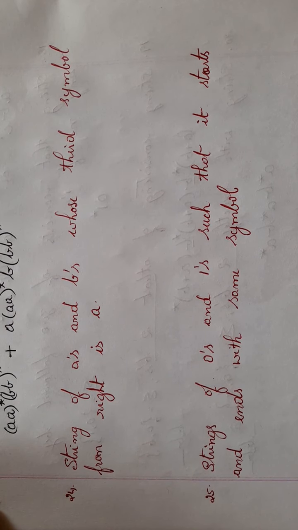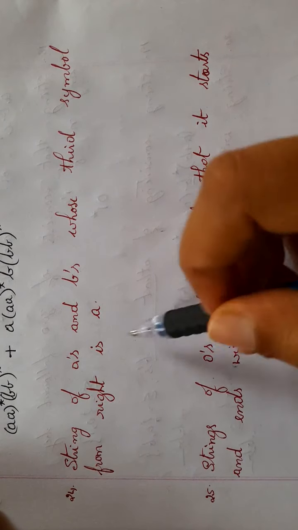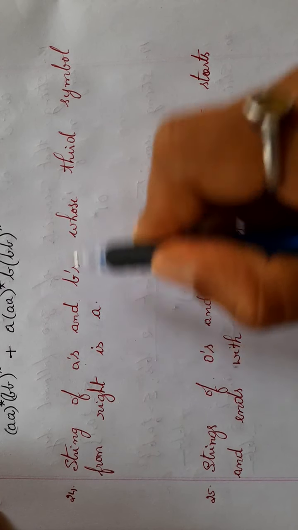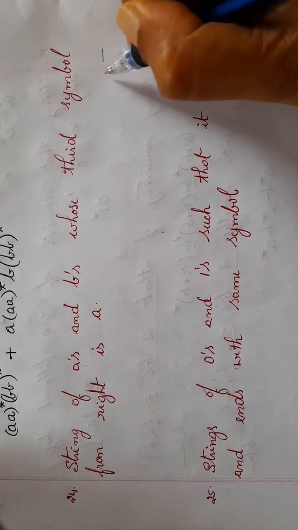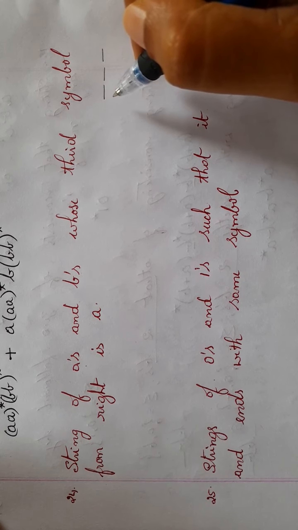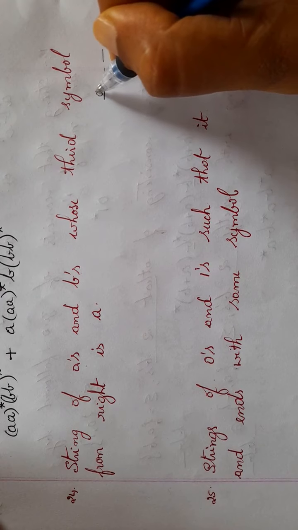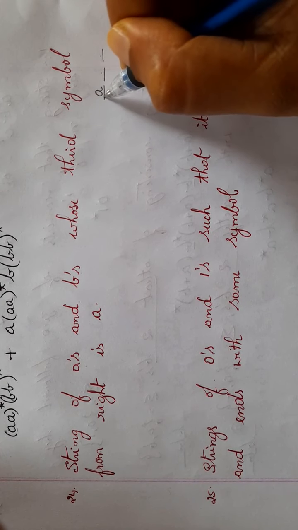String of A's and B's whose third symbol from right is A. My alphabet consists of A's and B's. Third symbol from right: from the right I'll consider the first symbol, second symbol, and then the third symbol. According to the question, it is strictly told that the third symbol from right is A. 1, 2, 3.